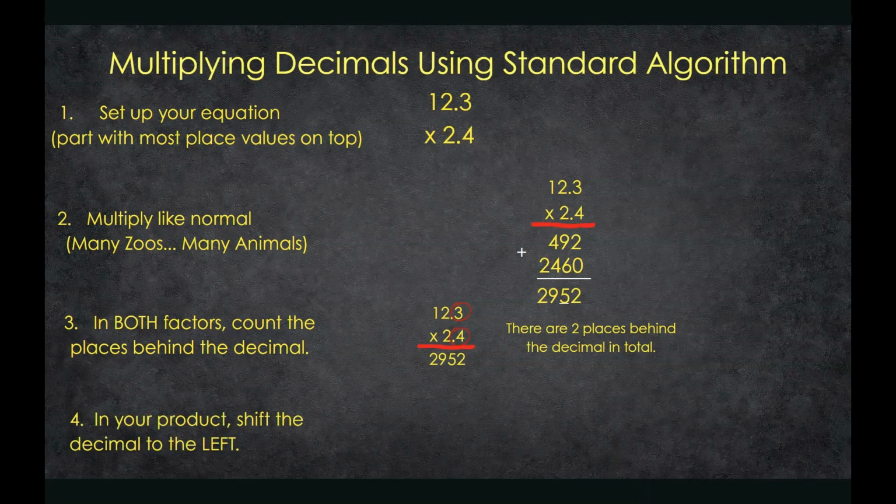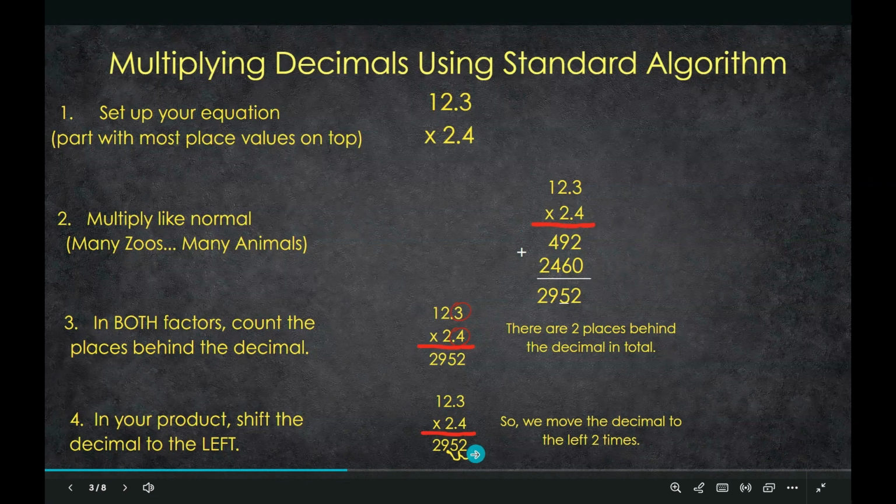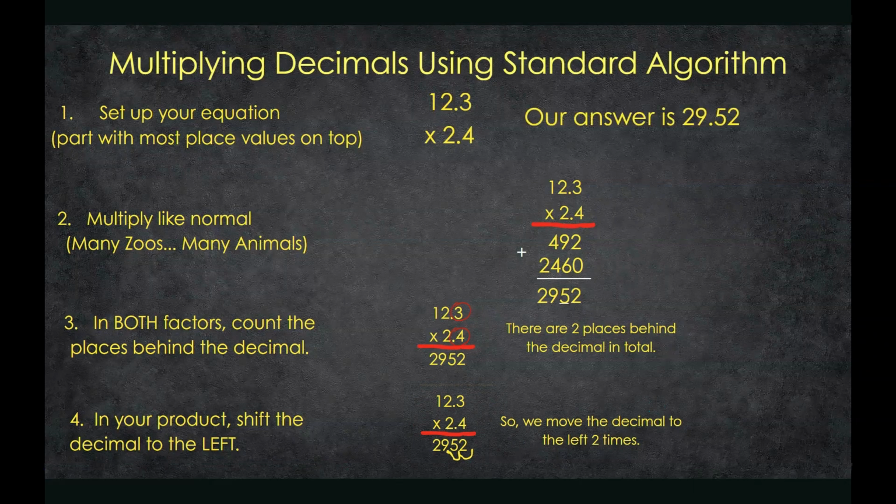The last step is in our product, that's our answer, 2,952, we are going to be shifting the decimal to the left 2 times. Those 2 numbers that were behind the place value, we are now shifting to the left 2 times, and it looks like this. So we start on the right where the decimal is in the 2, we shift once, we shift twice, and that puts my decimal right after the 9. So the answer is 29.52 or 29 and 52 hundredths.